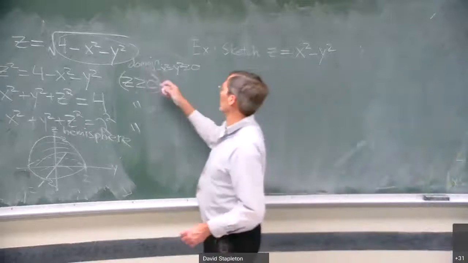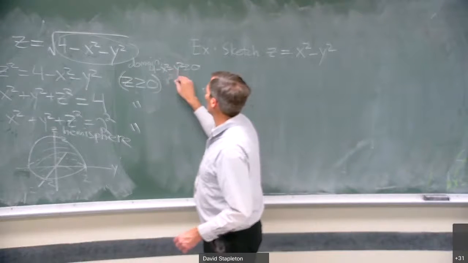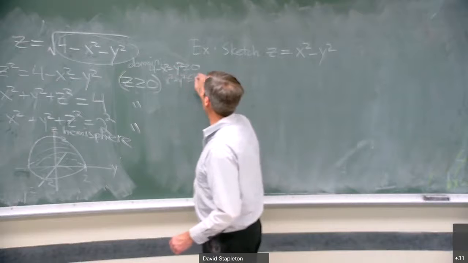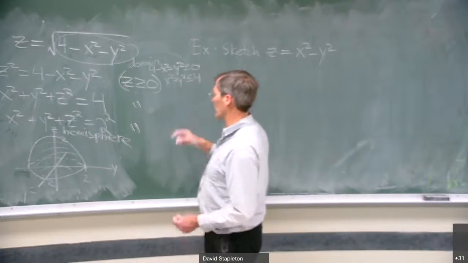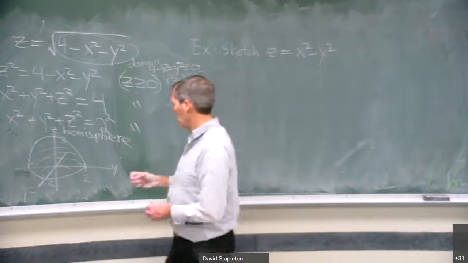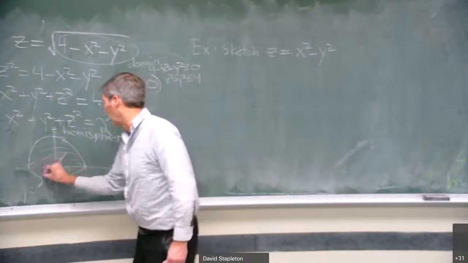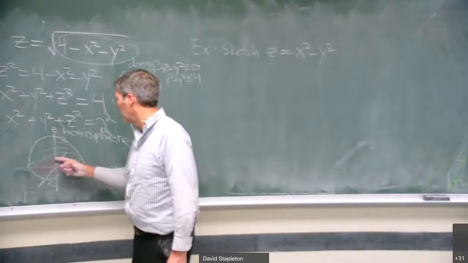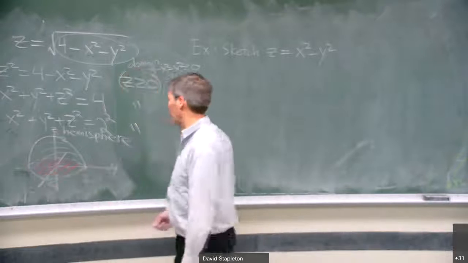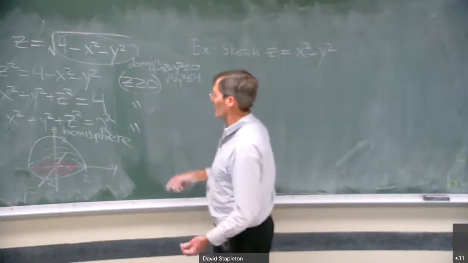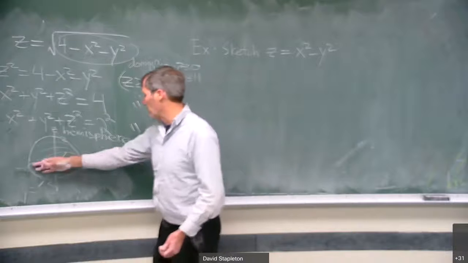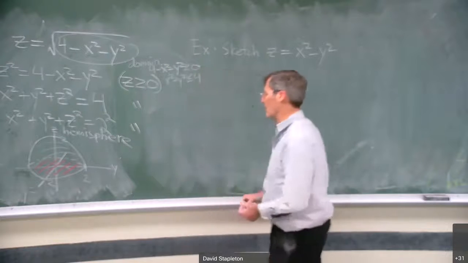So the domain is only this region, which is x squared plus y squared less than or equal to 4. It's the interior of the circle of radius 2 in the xy plane. So if you sketch it here, this is the domain in the xy plane of that region. And as you can see, I sketched it that way anyway, but it is sometimes useful to sketch the domain so you know. So the red lines are not part of the sketch of the function. I'm just sketching the domain with it.